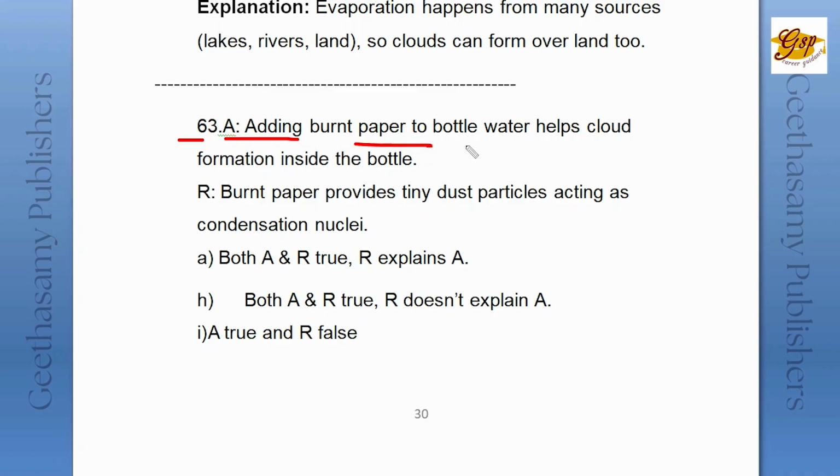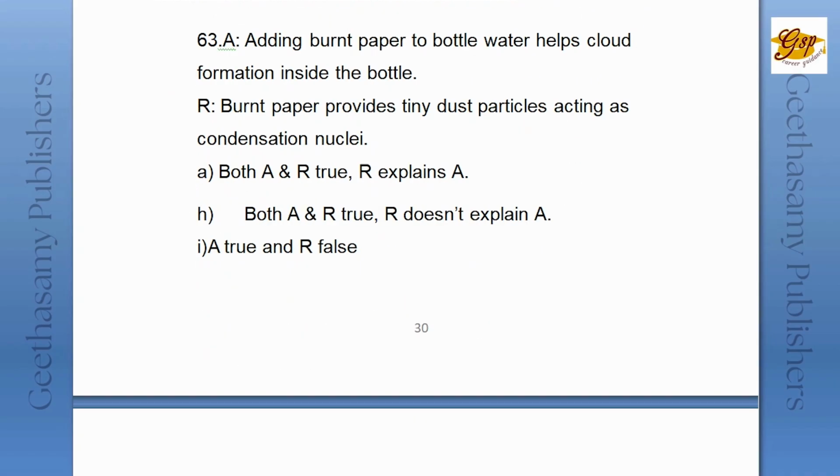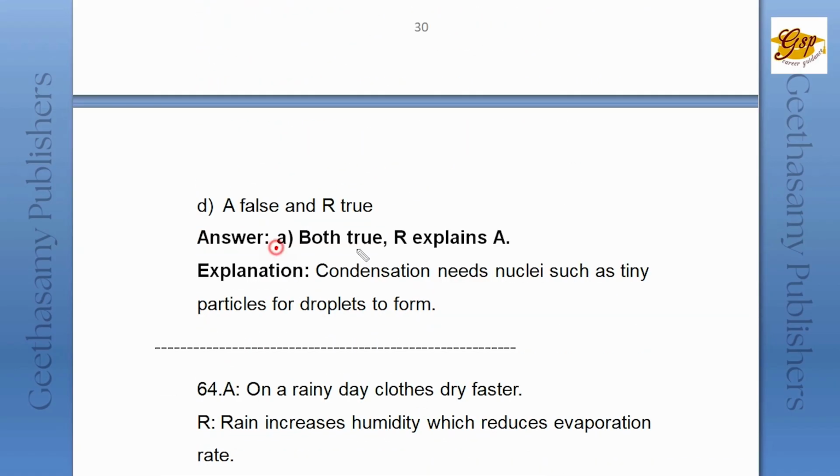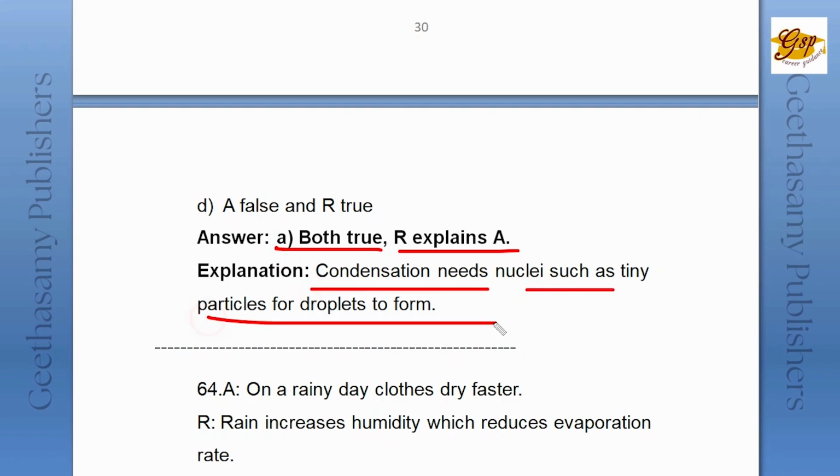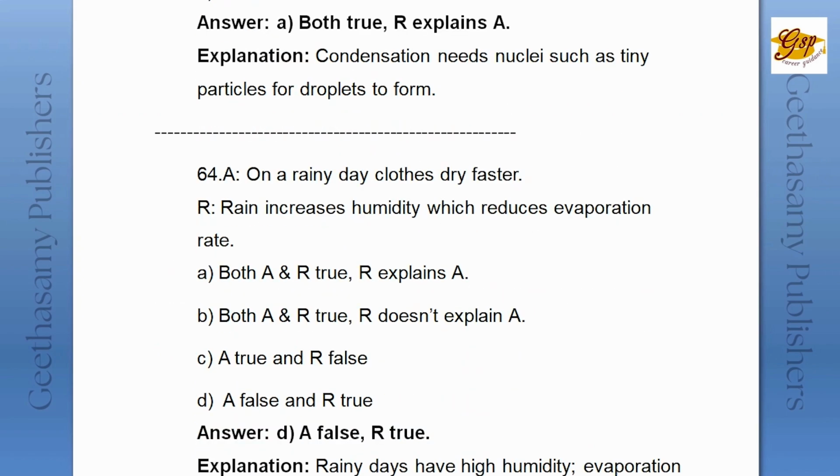Adding burnt paper to bottle water helps in cloud formation inside the bottle. Reason: the burnt paper provides tiny dust particles acting as condensation nuclei. Options: both A and R are true and R explains A; both A and R are true but R doesn't explain A; A true and R false; A false and R true. The correct answer is both are true and R explains A. So condensation needs nuclei such as tiny particles for droplets to form.